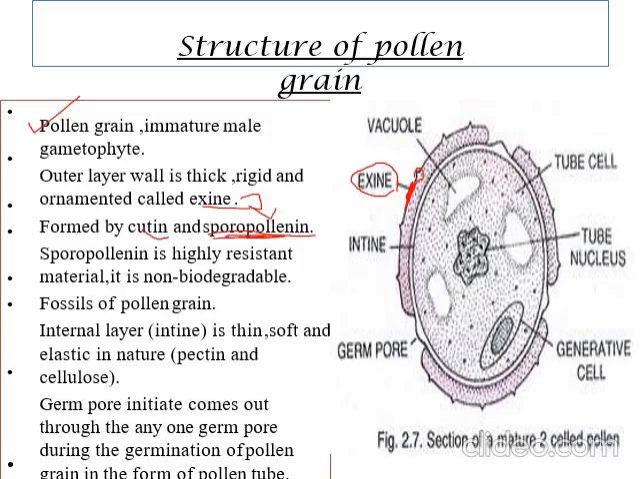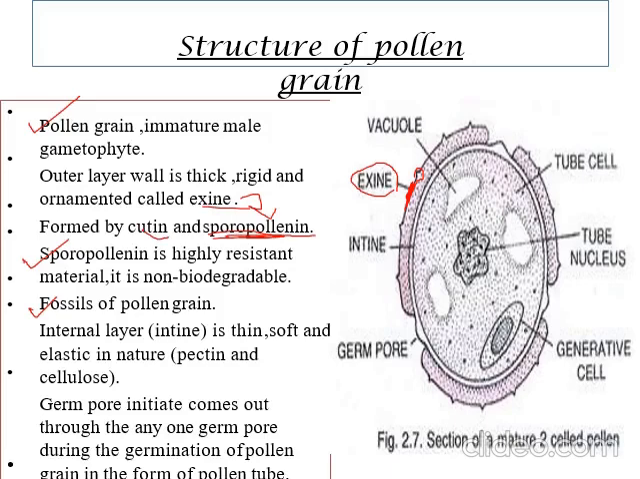Sporopollenin is a highly resistant material and is non-biodegradable. It is resistant during adverse conditions. That is why, being non-biodegradable, fossils of pollen grains have been reported, and those fossil pollen grains are referred to as palynofossils.